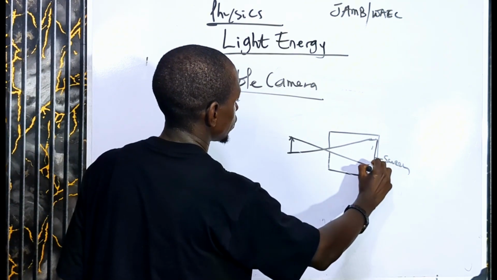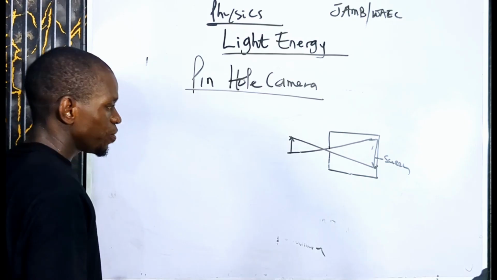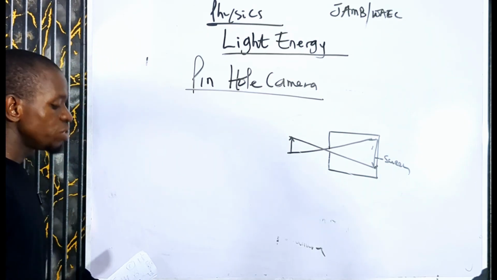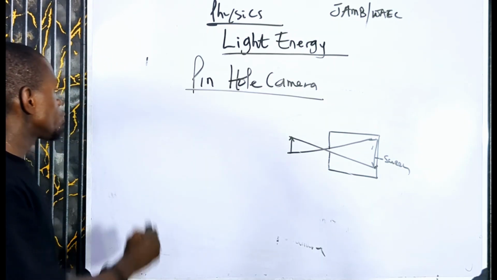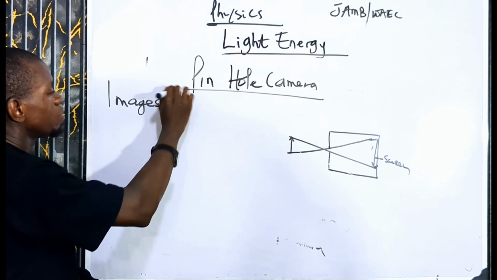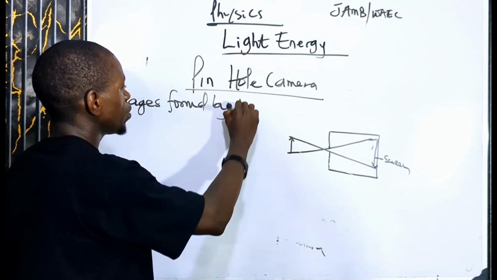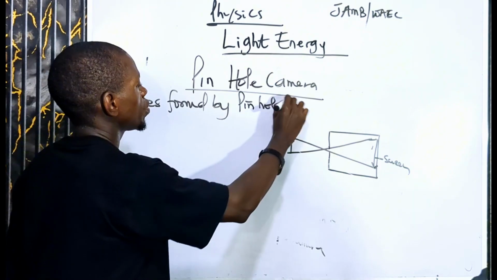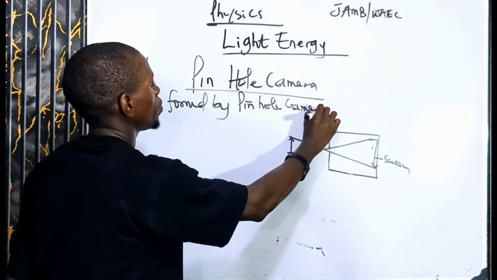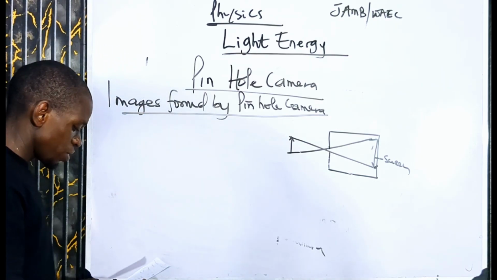So depending, the image is going to be inverted. So this is our pinhole camera. What do we need to know about it now? Let's talk about the images formed by a pinhole camera. Now let's consider the images formed by a pinhole camera.